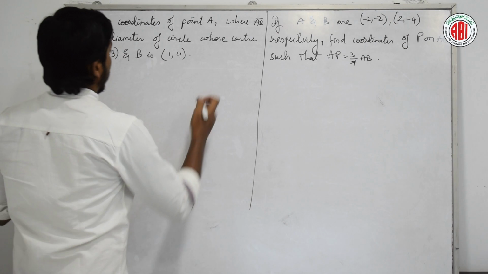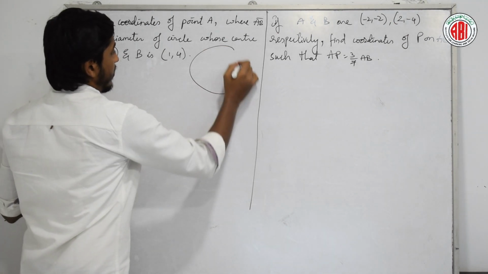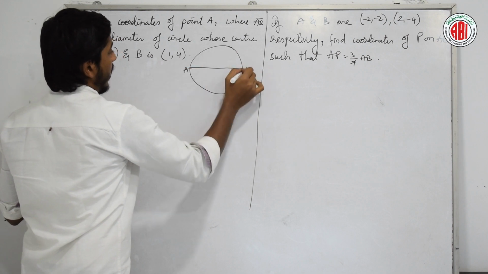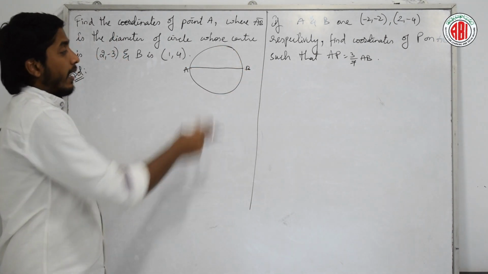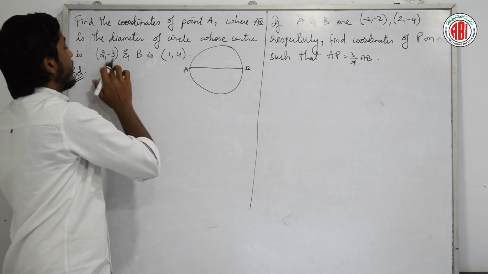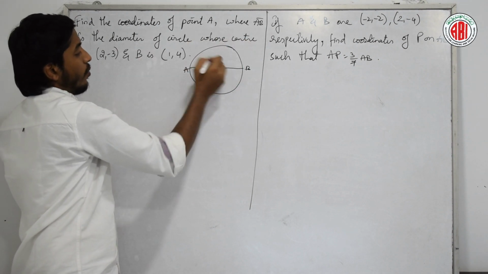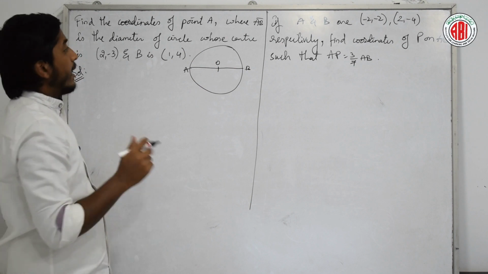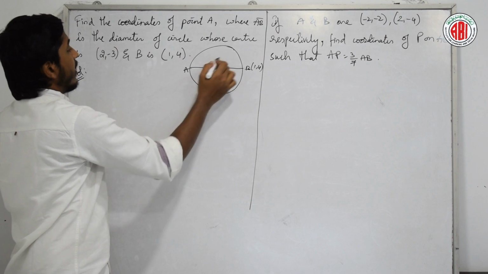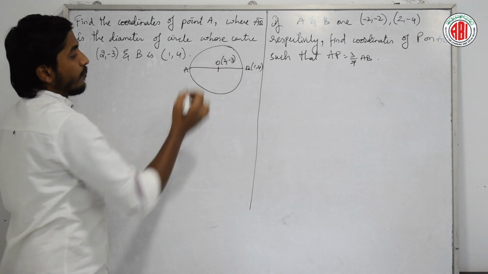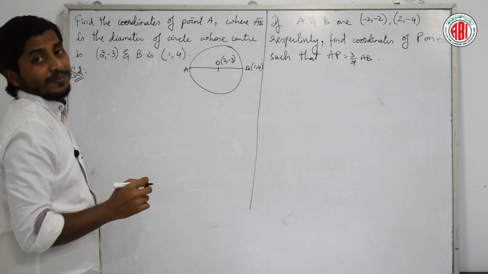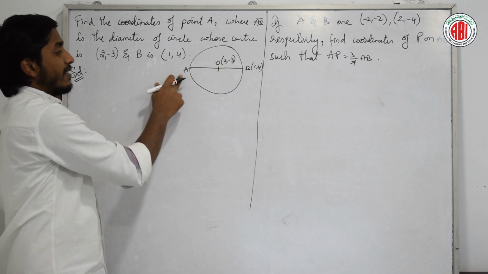Okay. See here. If there is a circle whose diameter is AB, then the center is this, let us say that is some O. Okay, he is telling that B is (1, 4) and the center is (2, -3). This is (2, -3). Okay, he is asking us to find this A.